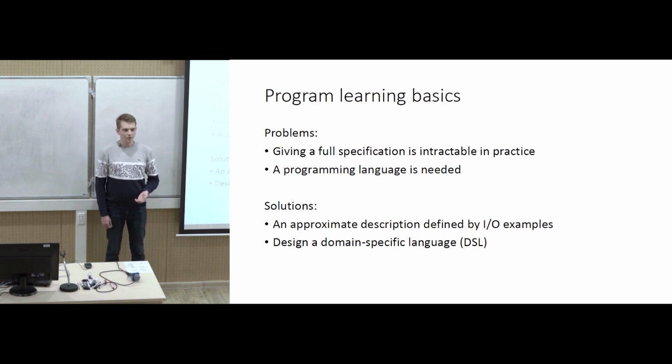The main approach for solving this problem is to design a so-called domain-specific language. It's just a simple language that is usually defined as, for example, a context-free grammar. But there are many different types of these languages, and we can see grammar types really often.